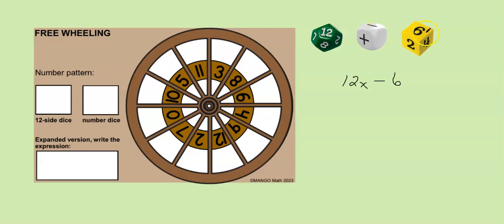Because we have the negative number and the 6 here. So that's our expression. So that student who rolled these dice in secret will plug this interior number into the x space and come up with an answer that they're going to put into the exterior number. So for example, 12 times 3 is going to give us 36, minus 6 is going to give us 30. So they're going to write in here 30.